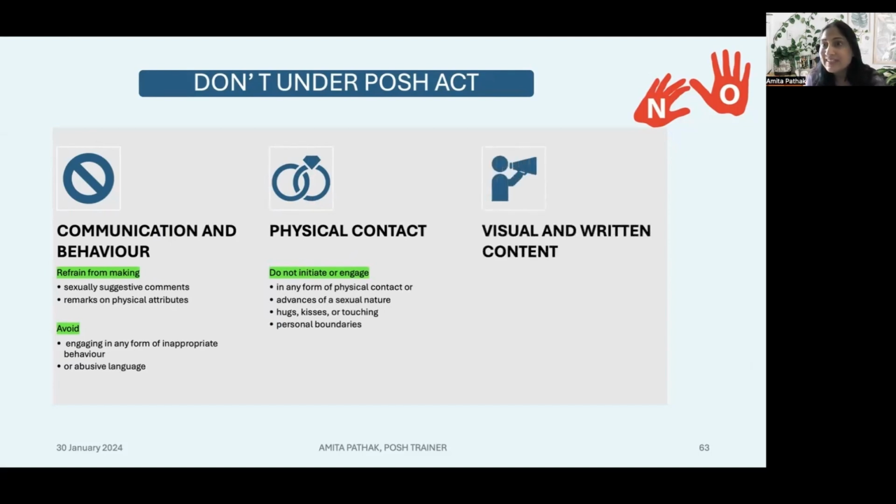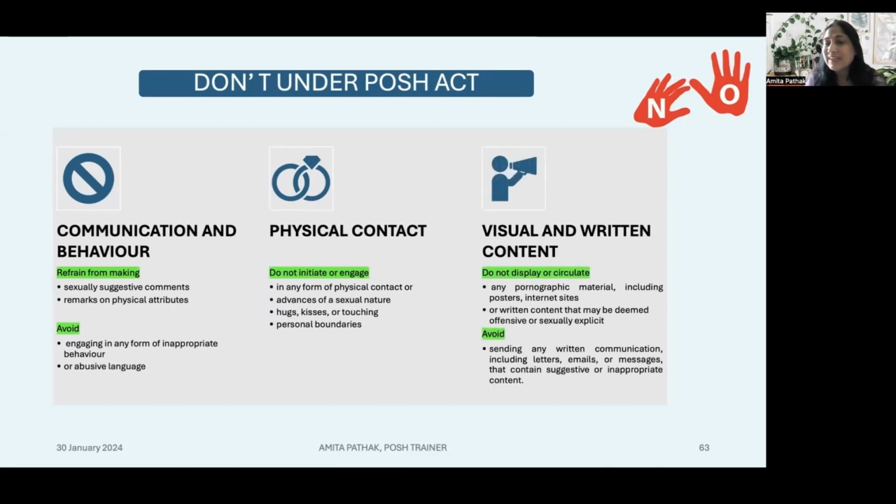Visual and written content: don't display or circulate any pornographic material, posters, internet sites, or written content that may be deemed offensive. Avoid sending any written communication, including letters, emails, or messages, that contain suggestive or inappropriate content, like sending emojis. So, dear friends, we should be mindful in our communication and behavior.